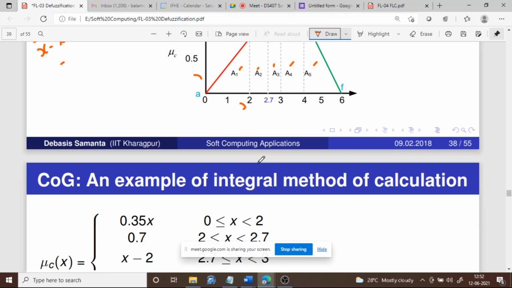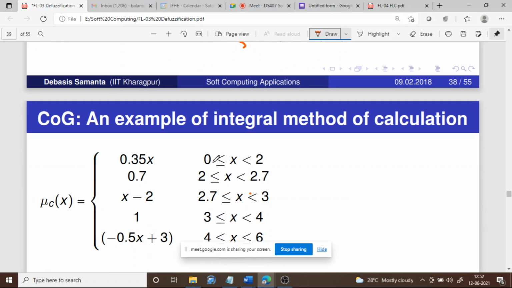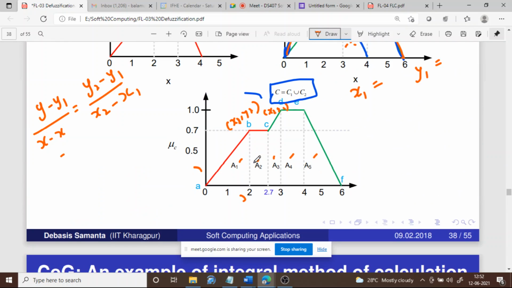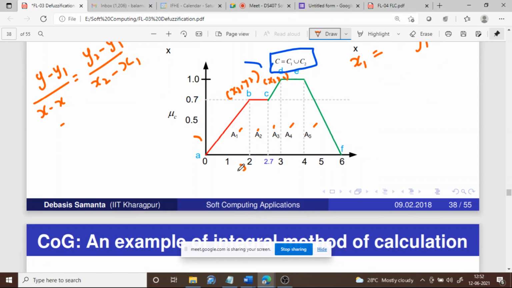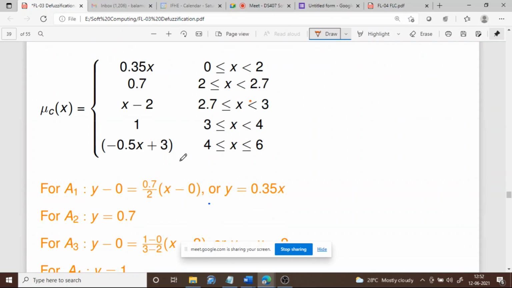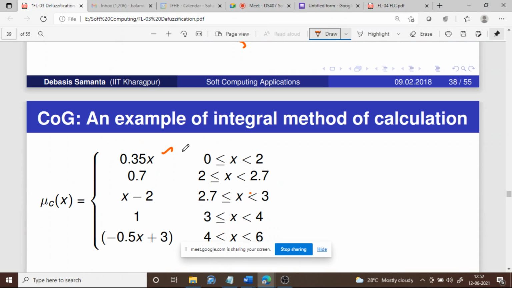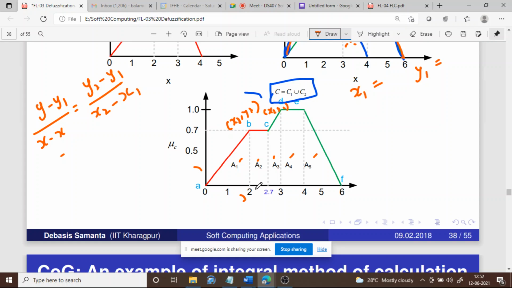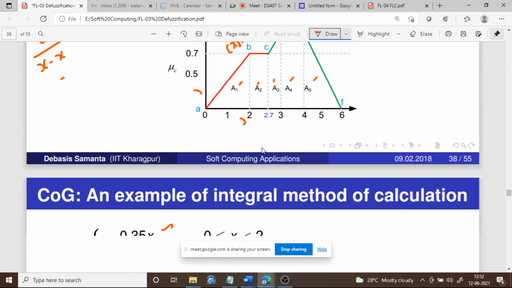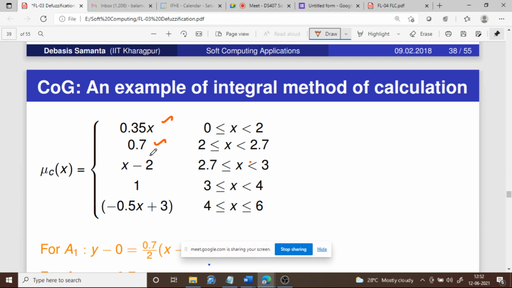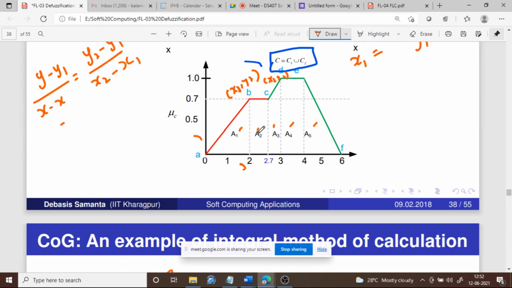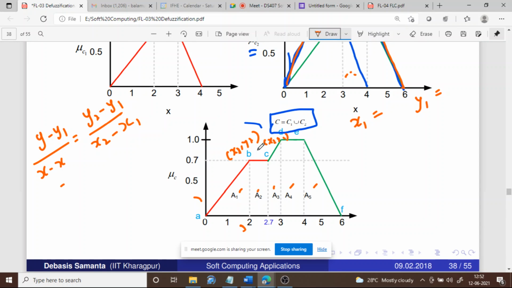So here you can see, whenever x is between 0 to 2, the y value will be 0.35x. That is what we calculated previously. And whenever x is between 2 to 2.7, the y value will be 0.7. That we can observe from the graph, so we can leave that. But we have to calculate the next case, C2D, the area falling under this particular portion.